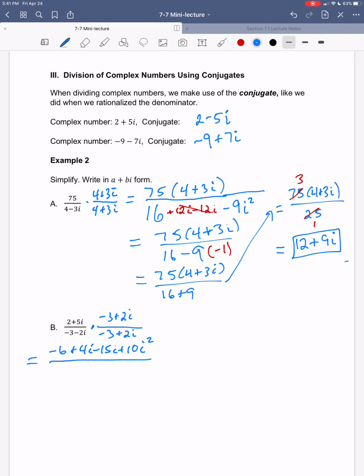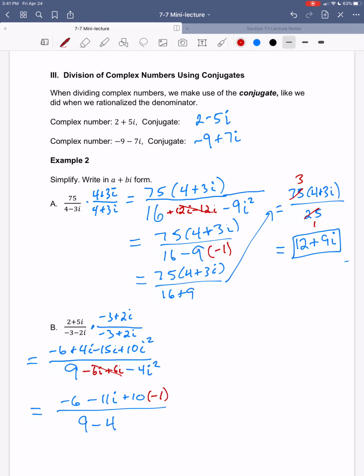Now the bottom should be nice. Negative 3 times negative 3 is 9. Negative 3 times positive 2i, that gives me negative 6i. Negative 2i times negative 3 is positive 6i. Those drop out. Negative 2 times positive 2 gives me negative 4i squared. So remember, we can combine like terms. Plus 4 minus 15, that gives me negative 11i. And the i squared gets replaced with negative 1. See, this isn't really that bad.